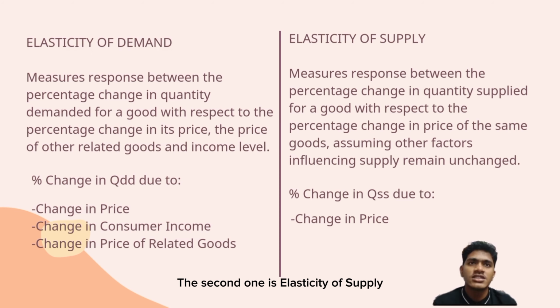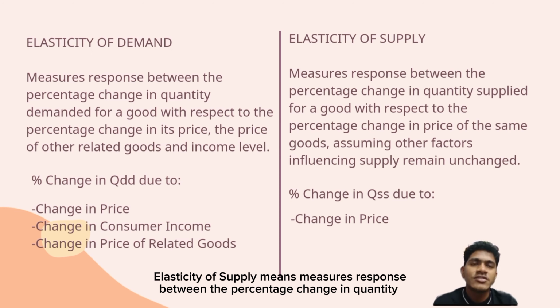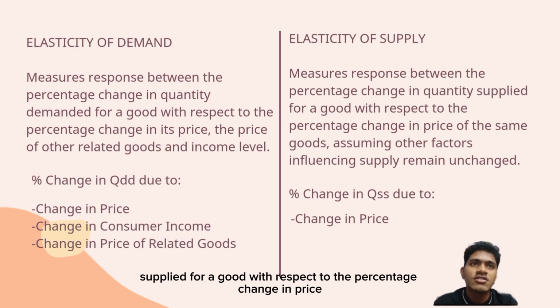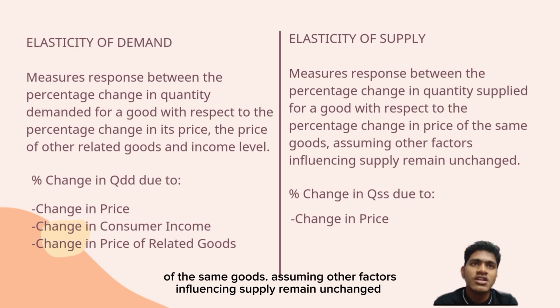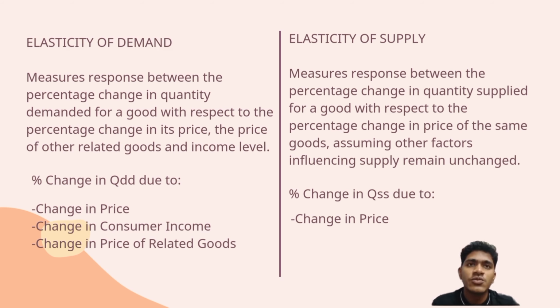The second one is elasticity of supply. Elasticity of supply means measure response between the percentage change in quantity supply for a good with respect to the percentage change in price of the same goods, assuming other factors influencing supply remain unchanged. For elasticity of supply, we're gonna measure percentage change in quantity supply due to change in price.